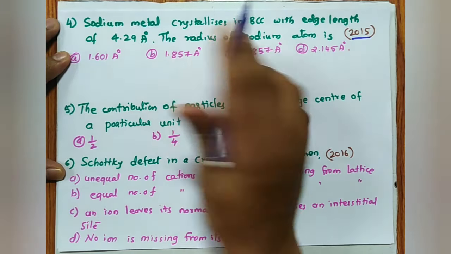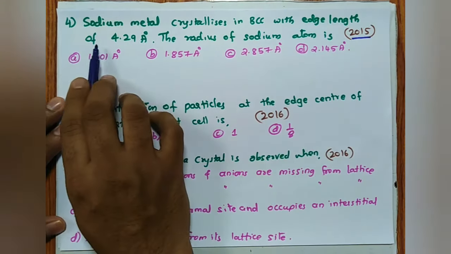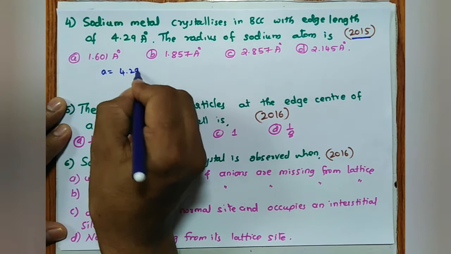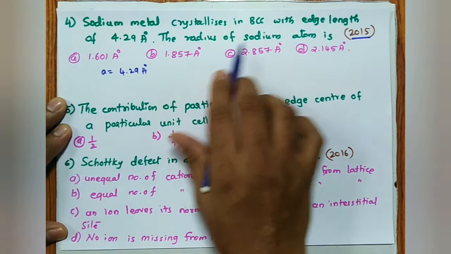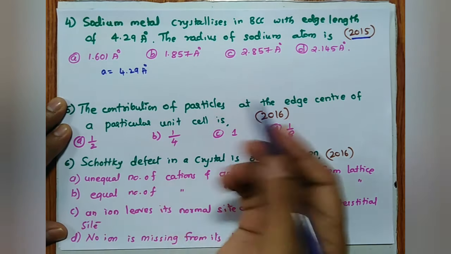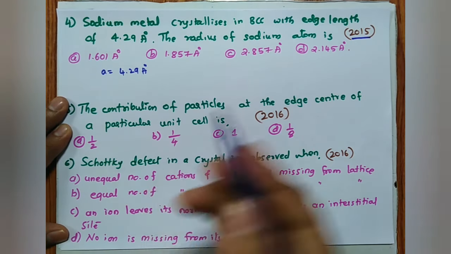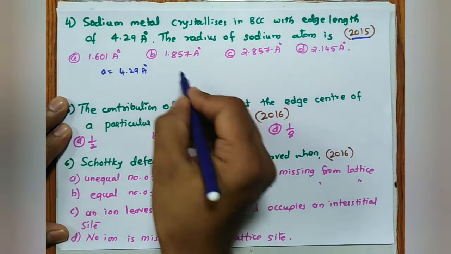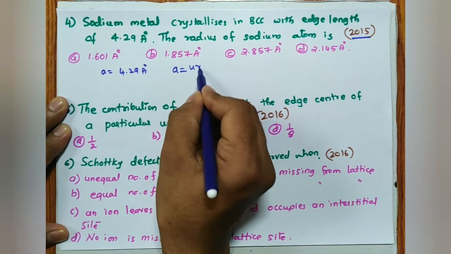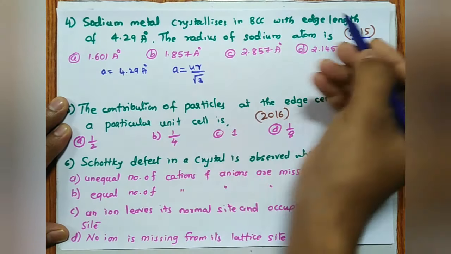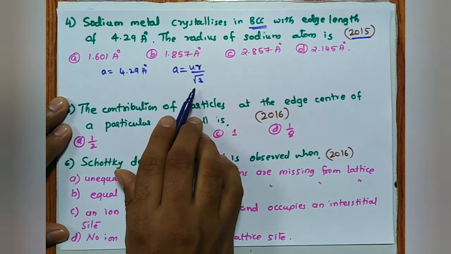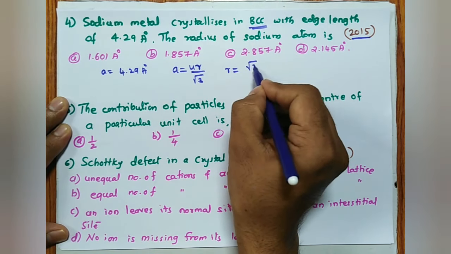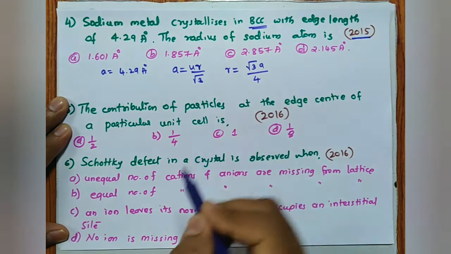Sodium metal crystallizes in BCC with edge length of 4.29 angstrom unit, which means a is equal to 4.29 angstrom unit. The radius of sodium atom is, so they are asking for the sodium atom. So once you remember the formula for radius, right? We know that a is equal to 4r by root 3 for BCC. So r is equal to how much you will get? Root 3a divided by 4.